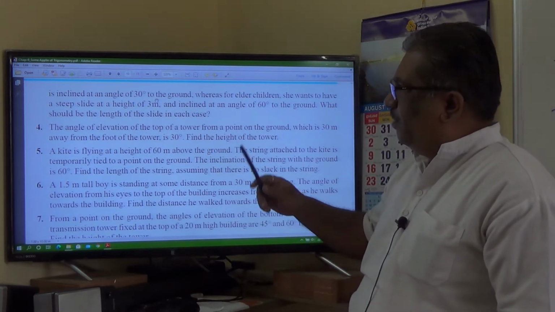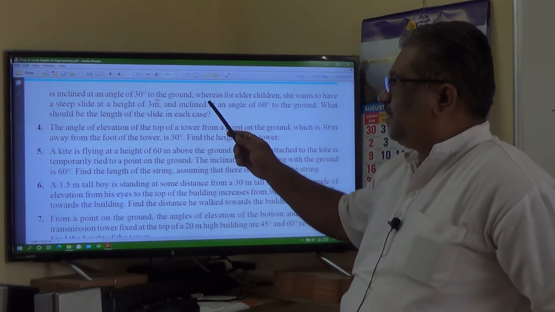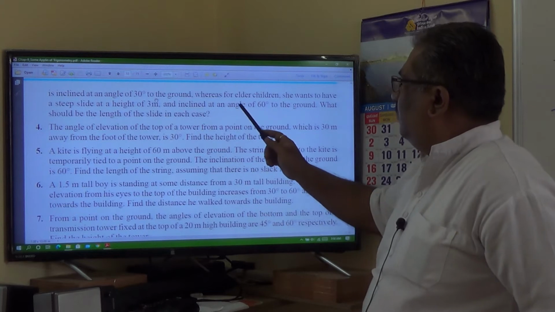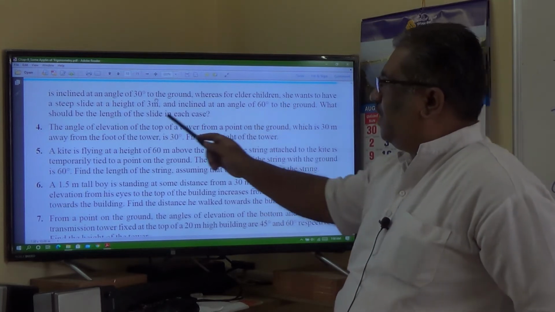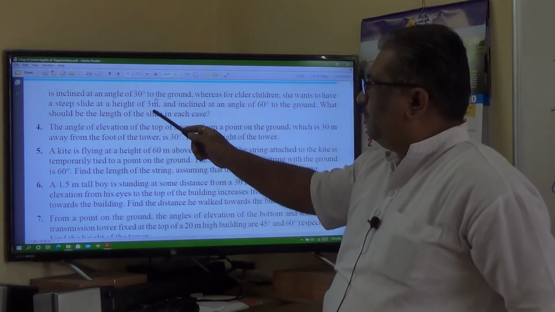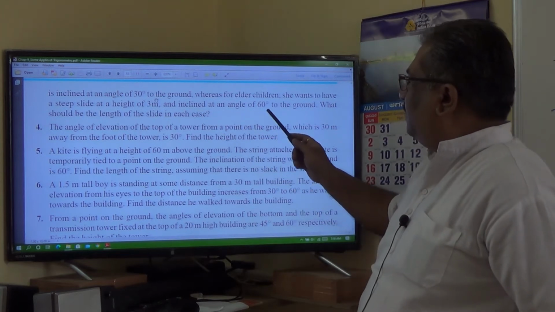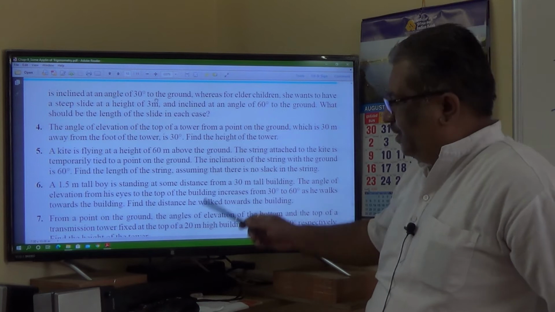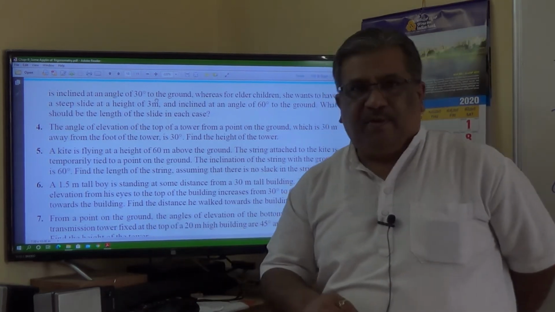So for children below 5 years, the top of the slide is 1.5 meter and it is inclined at 30 degrees to the ground. Whereas for the elder children, she wants to have a steep slide at a height of 3 meter and it is inclined at an angle of 60 degrees to the ground. What should be the length of the slide in each case? Let us solve very quickly on the board.